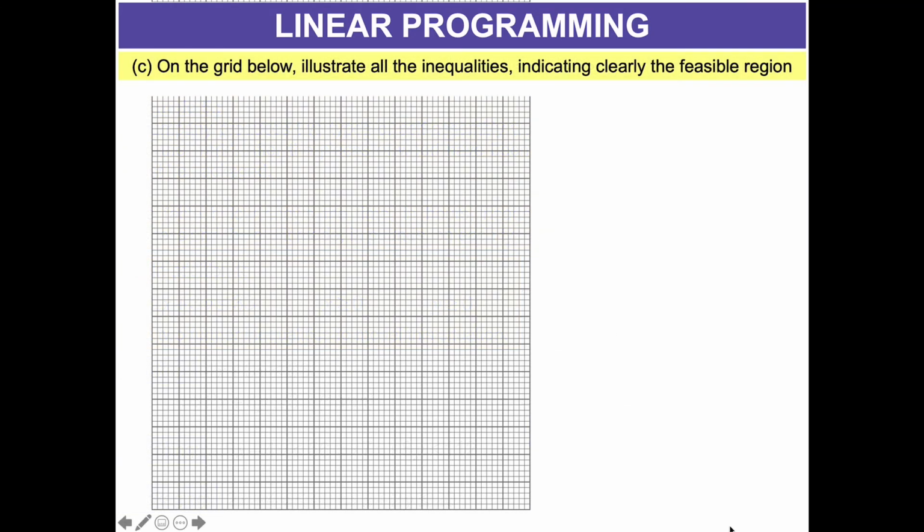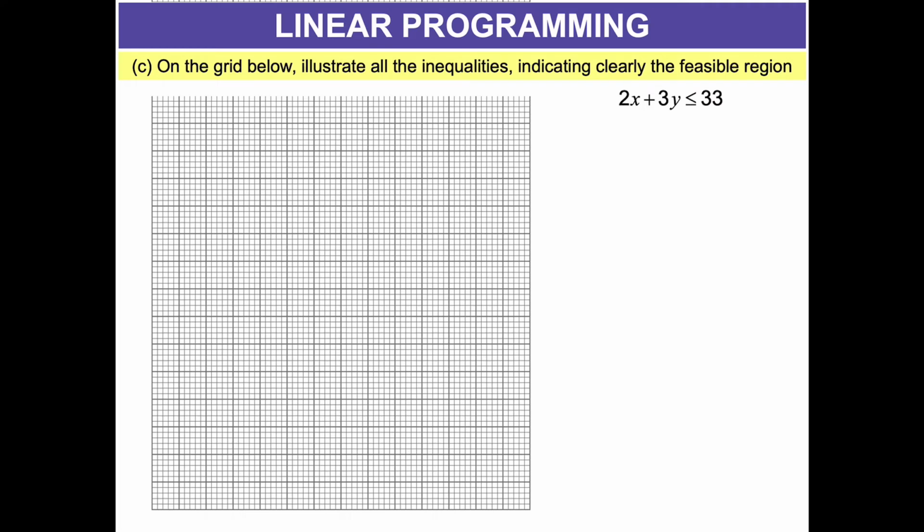In the C case, you need to illustrate all the inequalities that you found in the B case. So take the graph paper and try to sketch these three inequalities so you can locate the region of the feasible solutions, or feasible region.